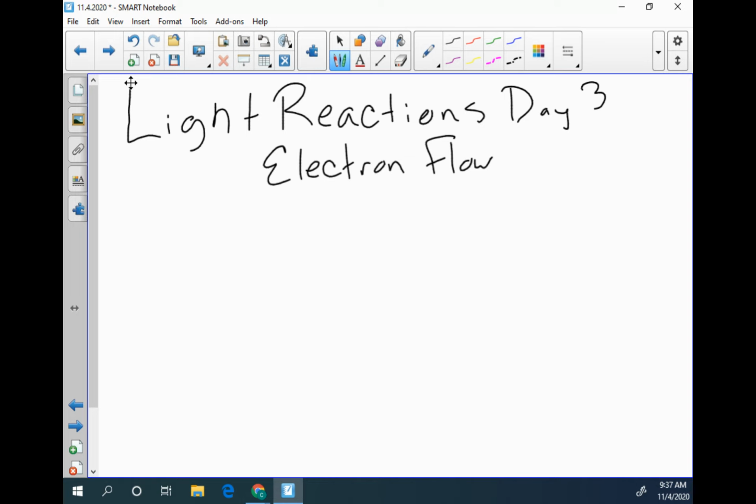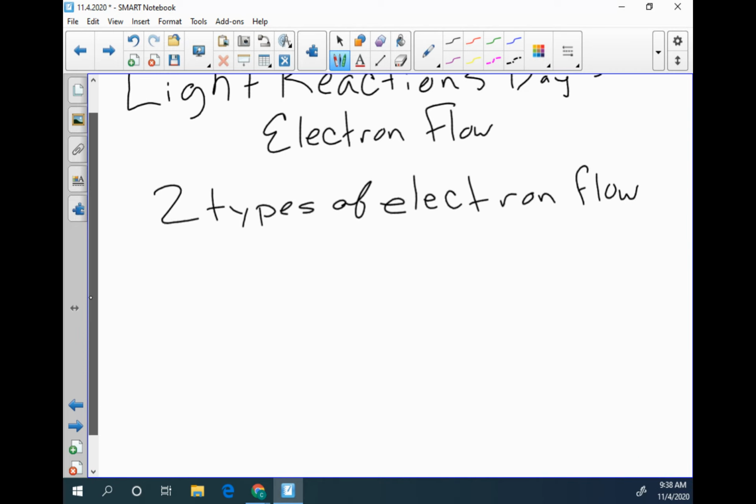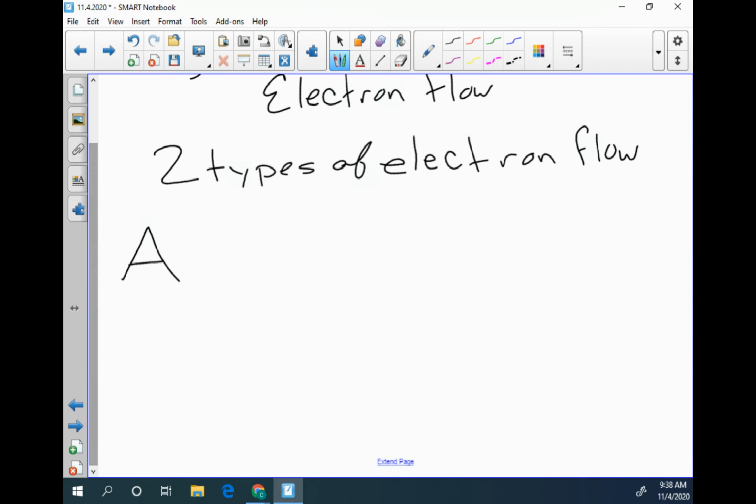So we're all about electron flow, and there are 2 types of electron flow. So there are 2 different ways, essentially, that these electrons can go through the photosystems, which are in the thylakoid membrane. We are going to be in the thylakoid membrane the entire day. So the first type of electron flow, I'm going to mark with A and B just so I don't get confused with numbers for steps, is linear electron flow.